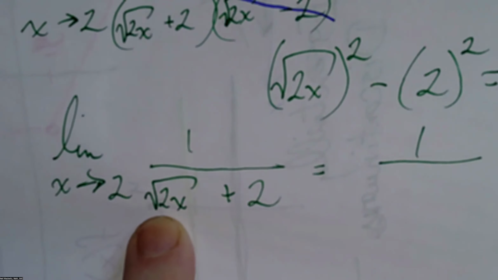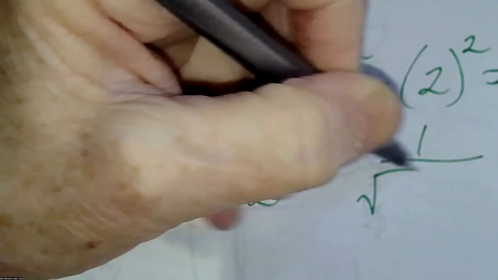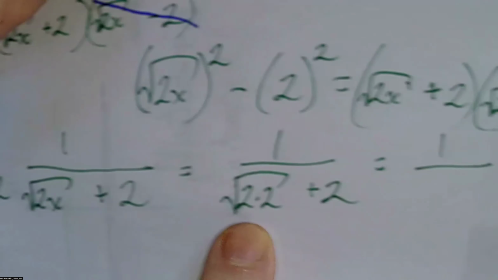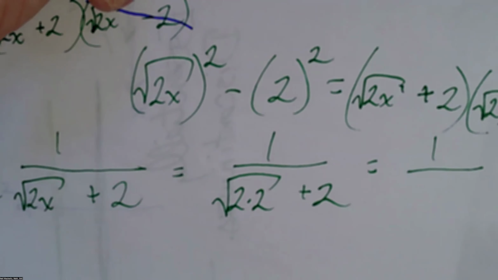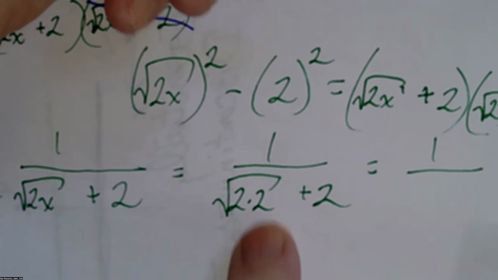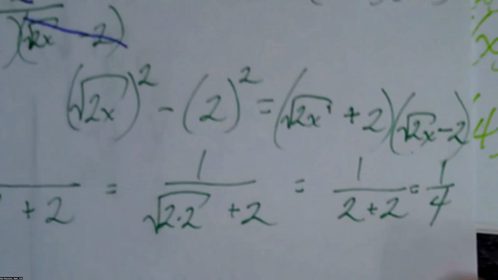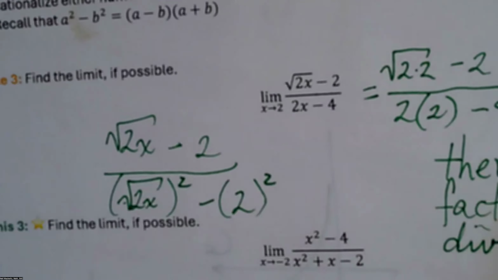If I substitute, let's just write it out. I've got 1 over the square root of 2 times 2 plus 2. What is the square root of 2 times 2? 2. Good. And 2 plus 2? 4. Beautiful. So far from being undefined, this limit is actually equal to 1/4.